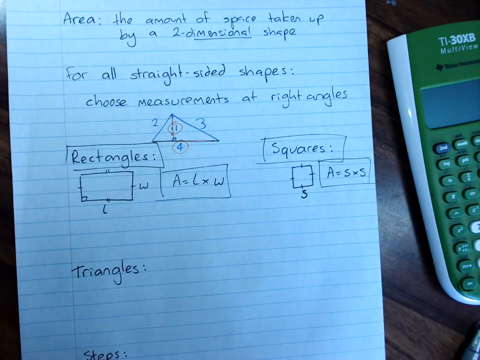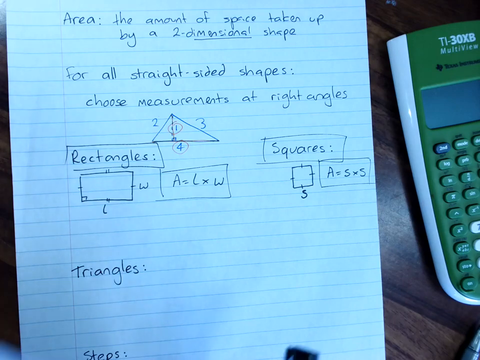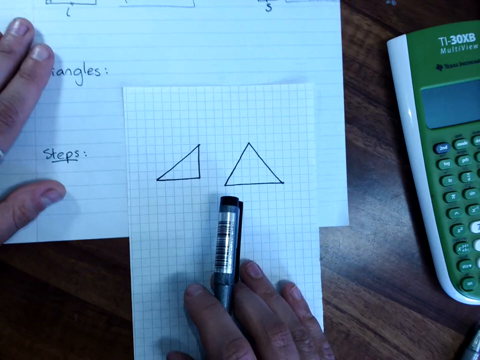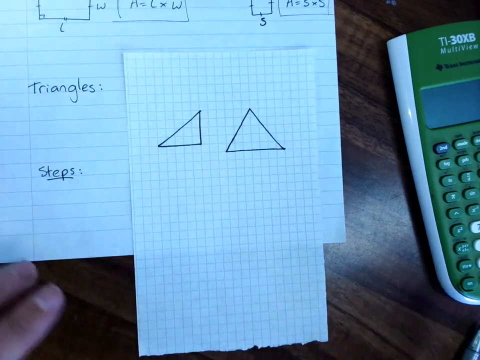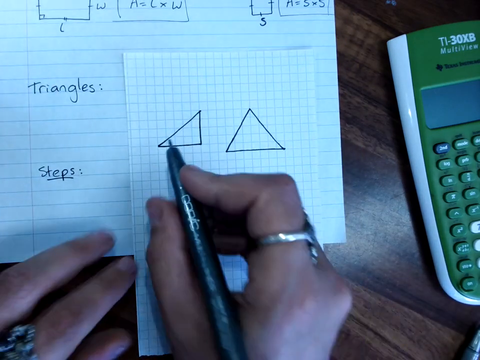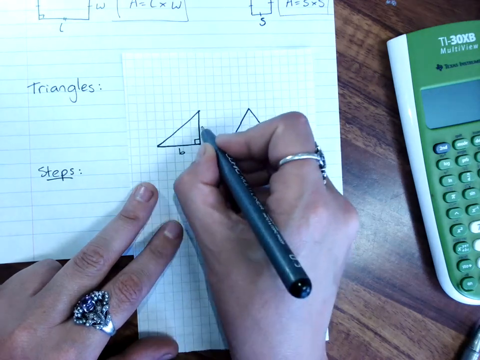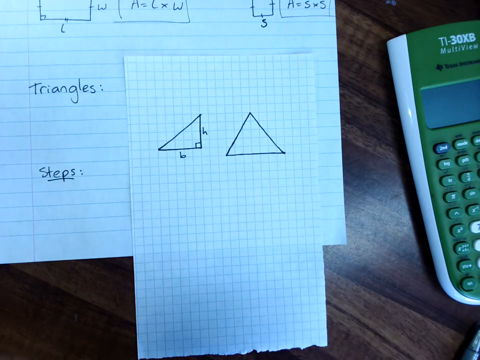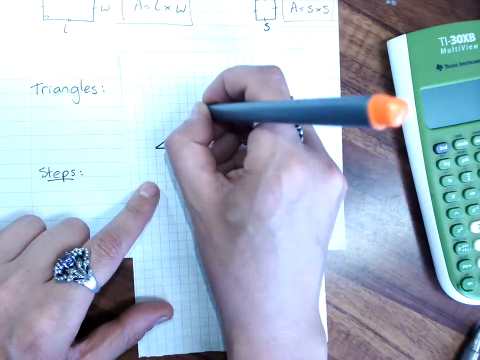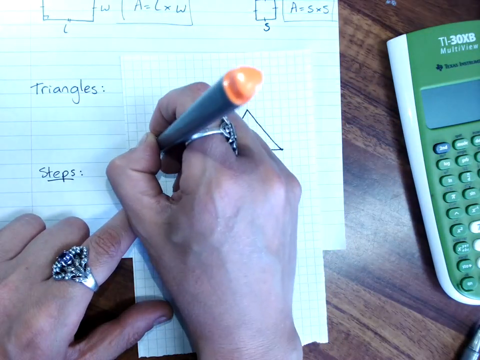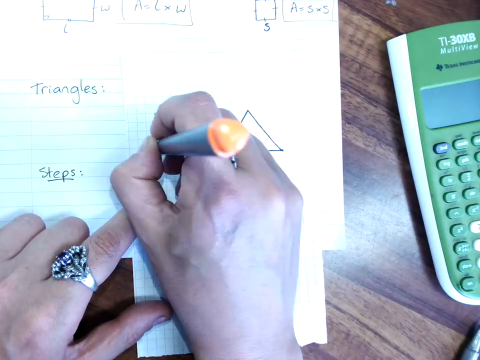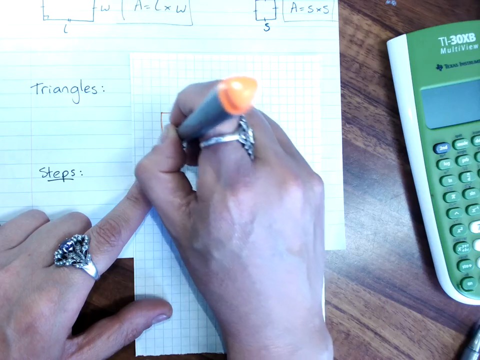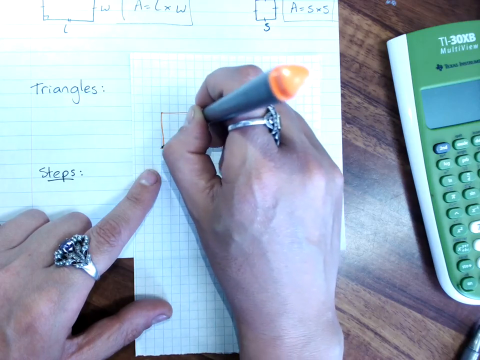Now triangles are a little bit more tricky, but they're actually really easy once you realise that a triangle is just half of a rectangle. So this is the base of this nice little right angled triangle here, and this is the height. If I made a rectangle with that base and that height, so there's the rectangle, you can see that the triangle takes up exactly half of it.